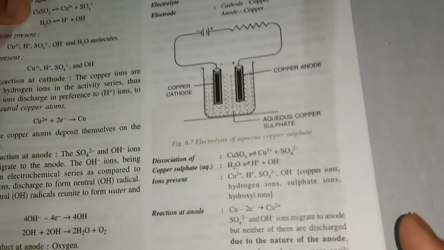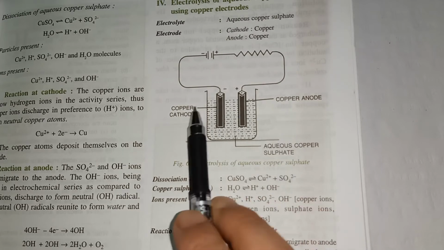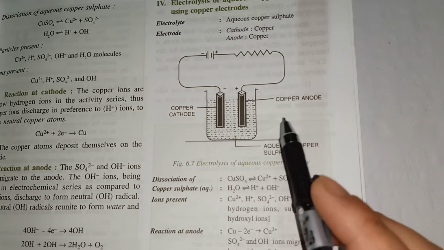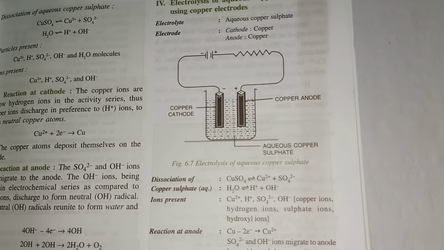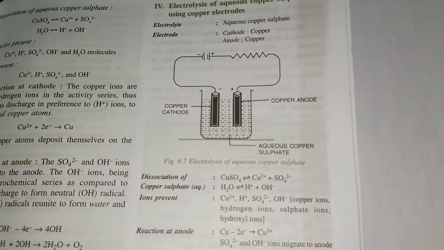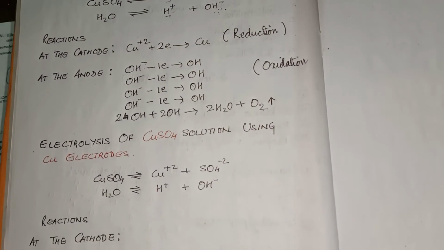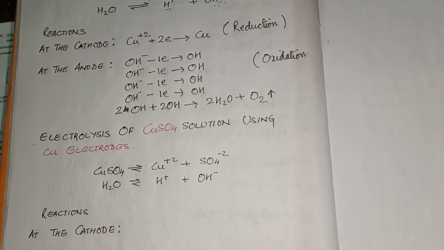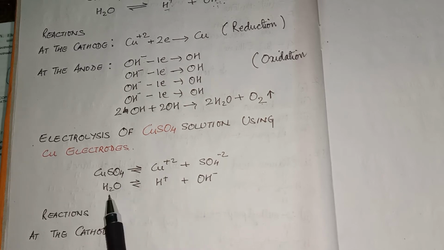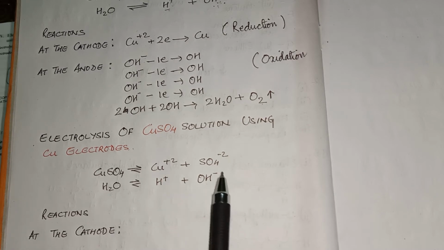I'll show you the diagram of the electrolytic cell also. In this case, the anode is made up of copper and the cathode is also made up of copper. The electrolyte that we use is the same. It is an aqueous solution of copper sulfate, and we can also add some amount of concentrated sulfuric acid to increase the conductivity of the electrolyte. Now let us see the ions present and the reaction that takes place at the two electrodes. Again, we have the same type of ions: copper sulfate produces copper ion and sulfate ion. Water ionizes to produce H plus and OH minus ions. So the ions are the same, two types of ions.